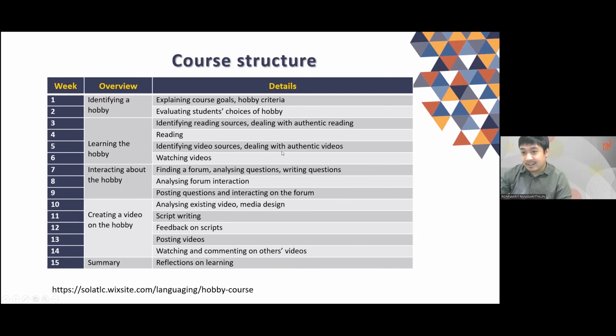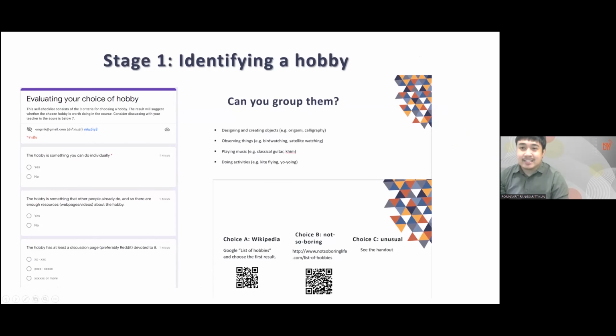Okay, next, let's start from the first stage, identifying a hobby. Like I said earlier, some students have no background in doing a hobby, so we need to help them choose a hobby to do in the course. So in this one, we show them that different hobbies are concerned with different skills. Which skills are you interested in? Which skills do you want to improve? Which skills are you really into?